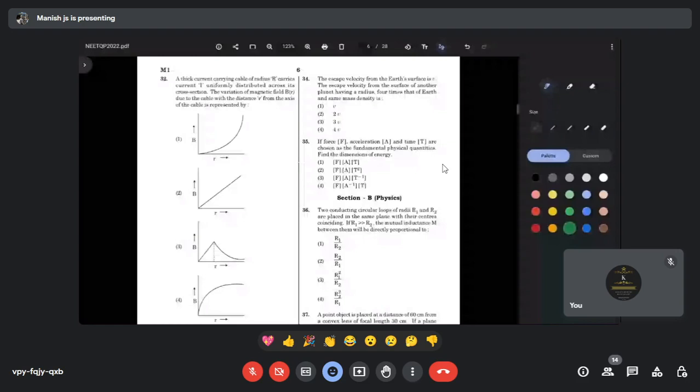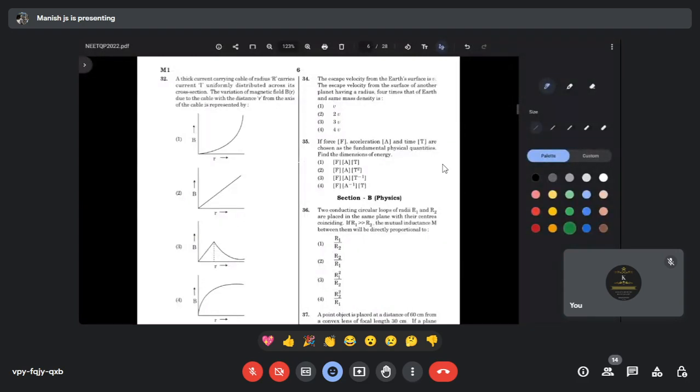The variation of magnetic field B due to the cable with the distance r from the axis of the cable is represented by. So what is the variation of magnetic field they're asking due to the cable at a distance r from its axis of the cable. That is r from the axis of the cable is what is being asked in this question. So according to that, you will have to choose which graph is justifying the given scenario. So based on the given scenario, which graph would be most correct? Okay. So the magnetic field B and distance r from the axis of the cable.